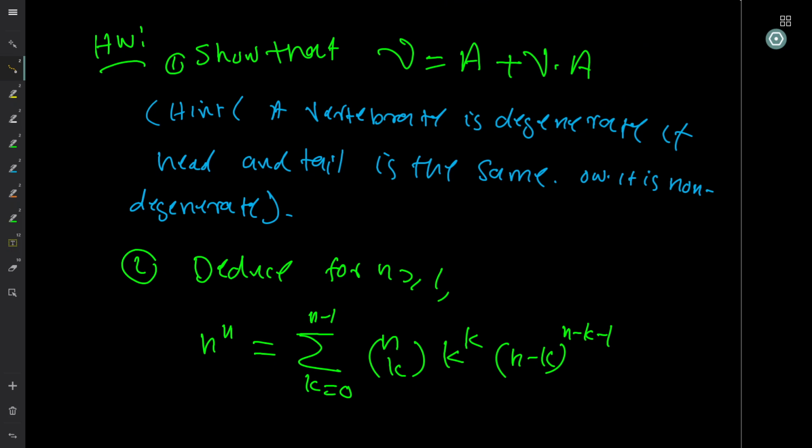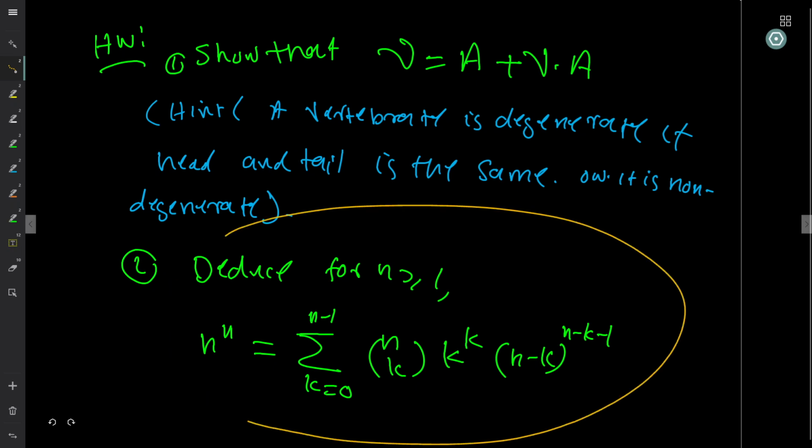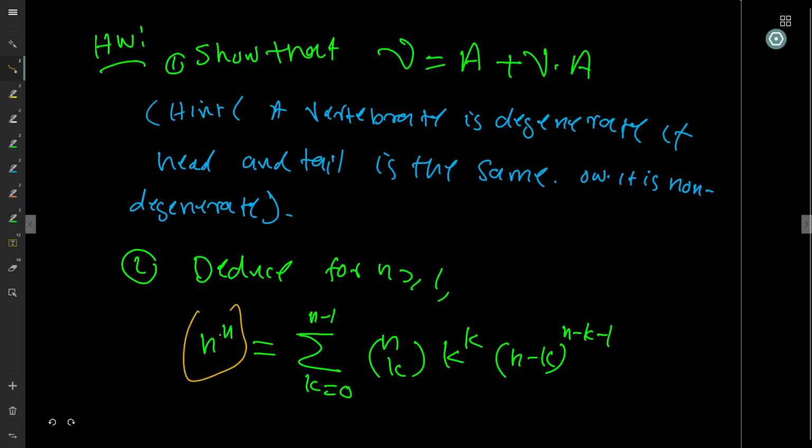Then deduce the following: for n greater than or equal to 1, n to the power n is equal to the summation over k equal to 0 to n minus 1 of n choose k times k raised to k times (n minus k) raised to n minus k minus 1.